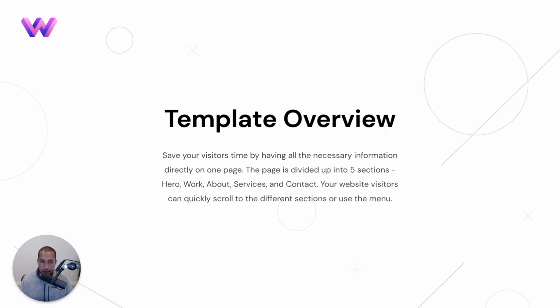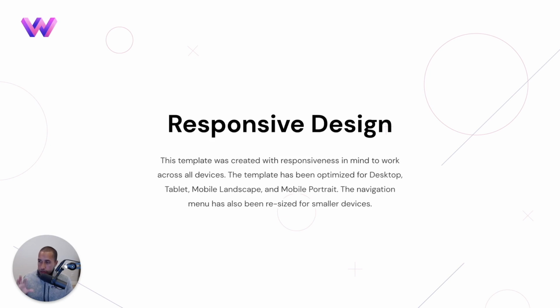I've gone over that. This template is divided up into 5 sections: hero, work, about, services, and contact. Your website visitors can quickly scroll to the different sections or use the menu. And it's all on one page, so you can save your users time by having all the information on one page. So the next part is responsive design.